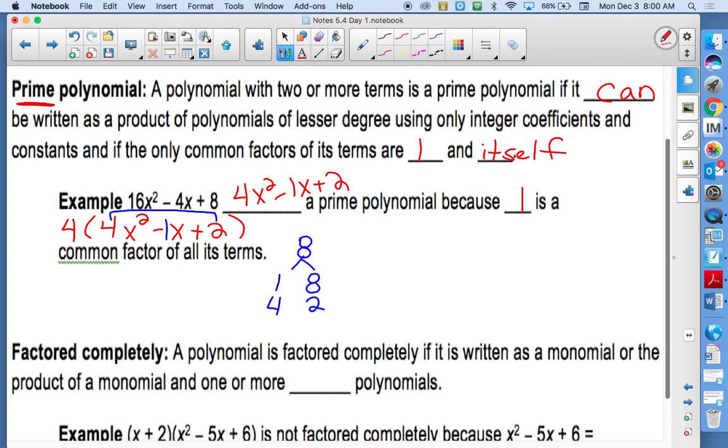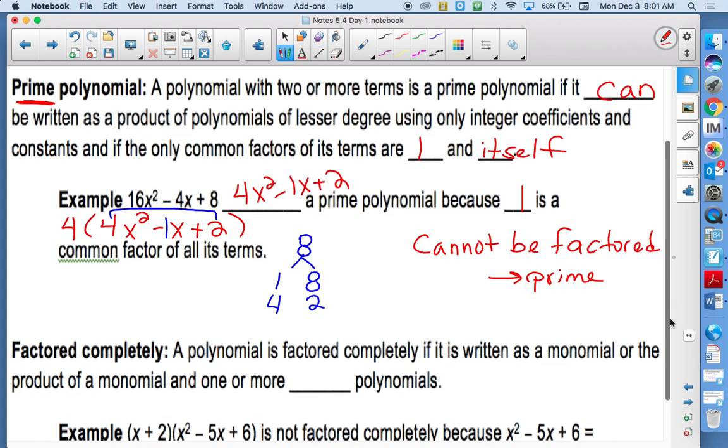A number is prime when essentially the number 1 and itself can only be divided into it. An expression is prime when the number 1 and itself can only be divided into it, or it can't be factored. So usually when we say something can't be factored, then we say that it's prime. So if something cannot be factored, then it's prime. You can't break it down any further.